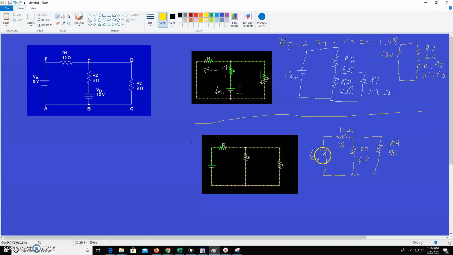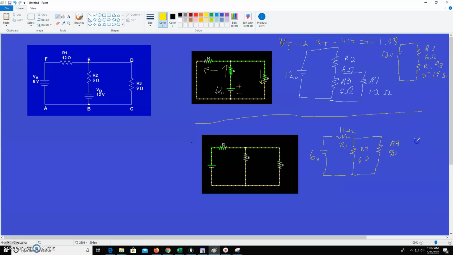And there we go. So let's check it one more time. We leave our source, we go through our 12. No way to not miss that. We have to either go through R2 or R3 to get back to our negative. So there we go. So now let's redo this circuit in the way we did the one above.